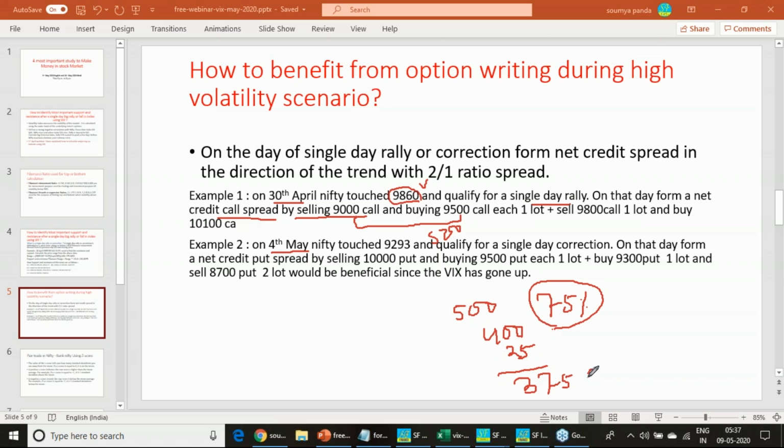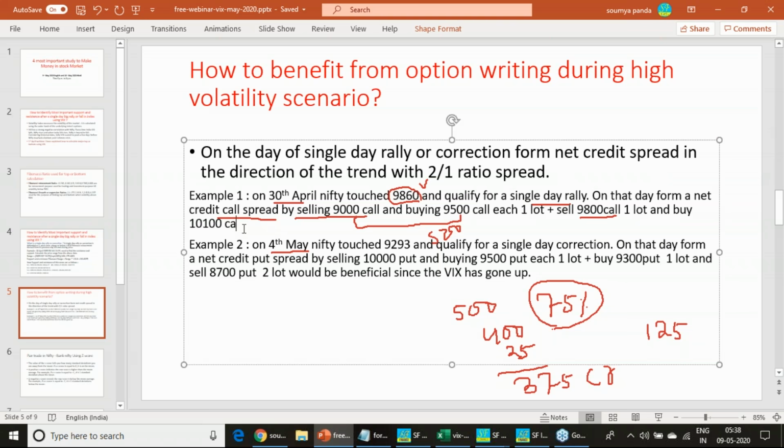And this is the credit you have got, meaning this much money has come to you. Now there is a loss part, 125 points of loss. To manage that, we need to form a 2/1 call spread based on the nature. So one call will be sold, two calls will be bought, two lots.